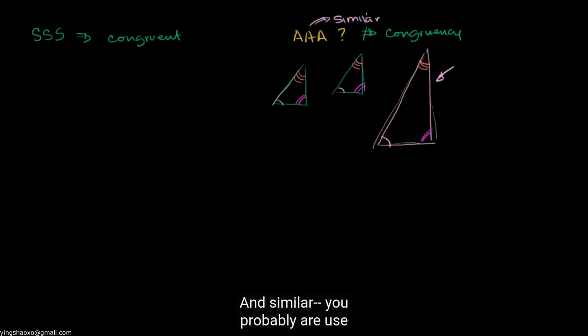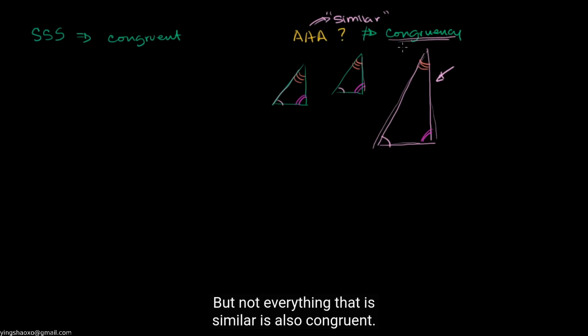And similar, you're probably used to the word in everyday language, but similar has a very specific meaning in geometry. Similar things have the same shape, but not necessarily the same size. So anything that is congruent, because it has the same size and shape, is also similar, but not everything that is similar is also congruent.